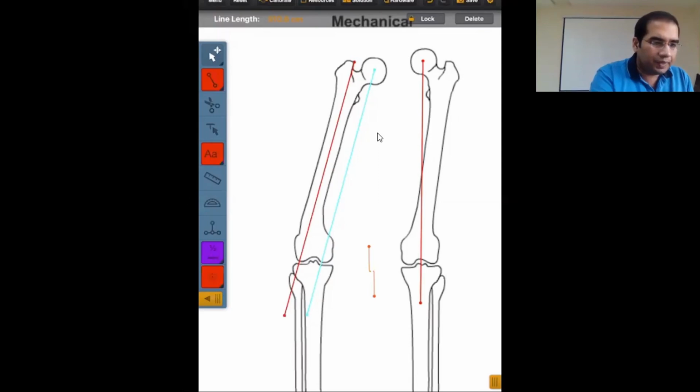Okay, and now, as I told you, the rule of opposite angles, I've drawn an angle of 7 degrees here.